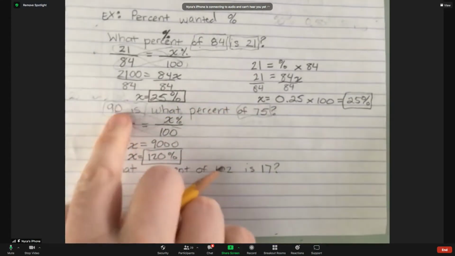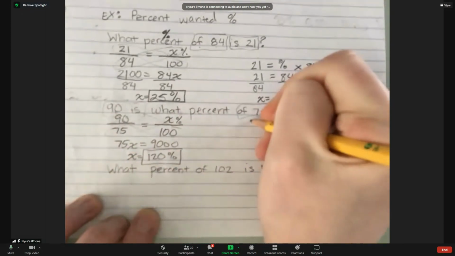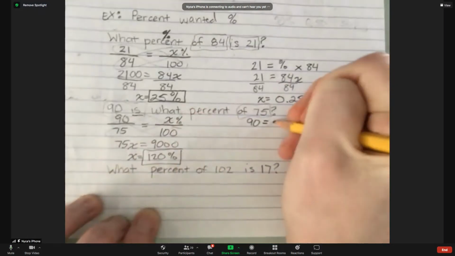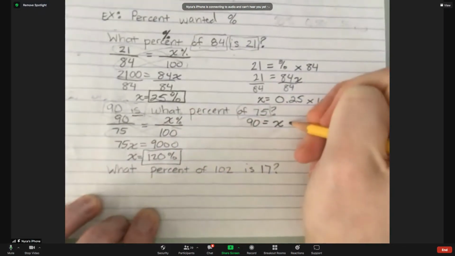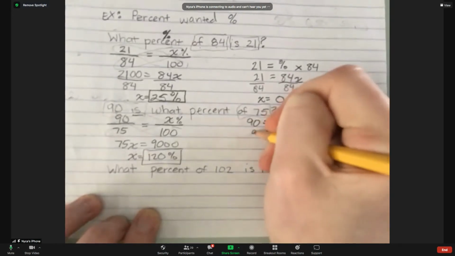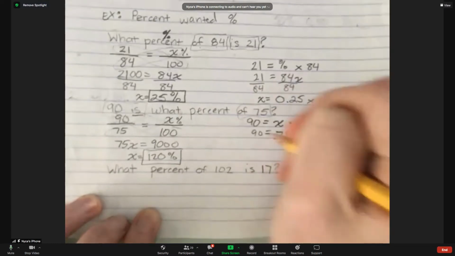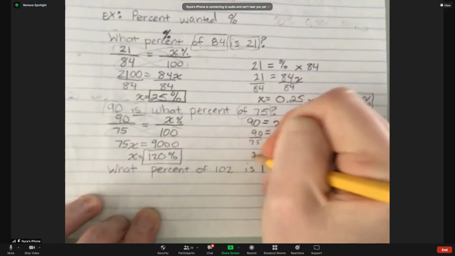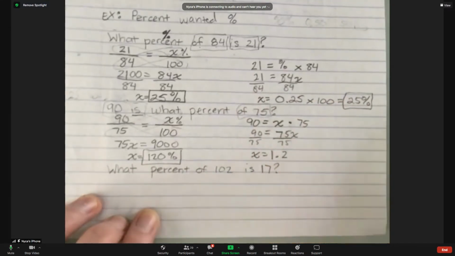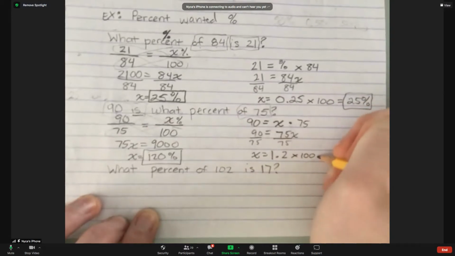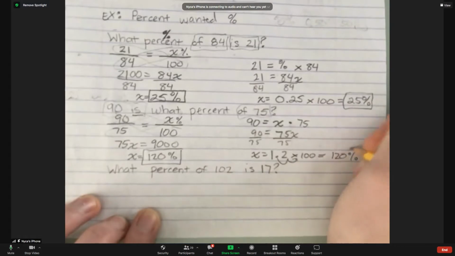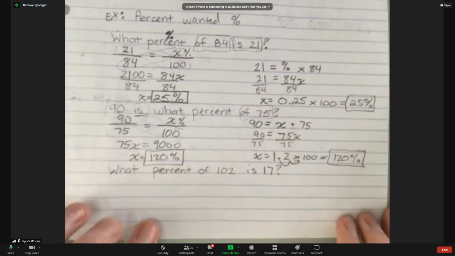If you don't like that method, you can look at words in math, and it's 90 is equals what percent x of 75. All right, so 75x equals 90, divide by 75, divide by 75, x equals 1.2. But then you have to remember that is a decimal, so we must times by 100 to convert it to percent, and that gets you 120%.